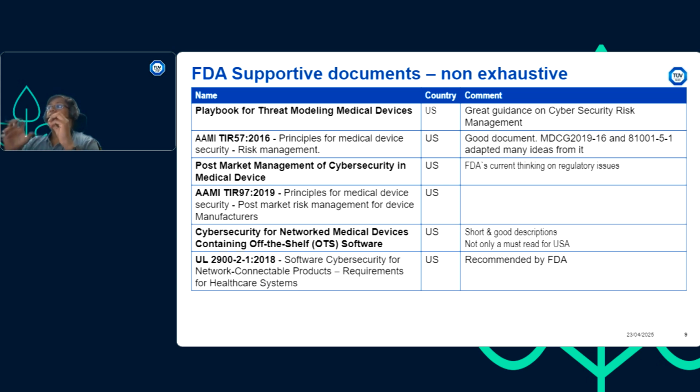Now, to go deep into the details. FDA's document says that as a manufacturer, we should do threat modeling. A few of you might already be aware of the different approaches, like STRIDE, RIDE, PASTA, and other agile types of threat modeling.